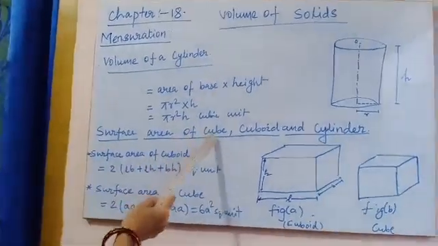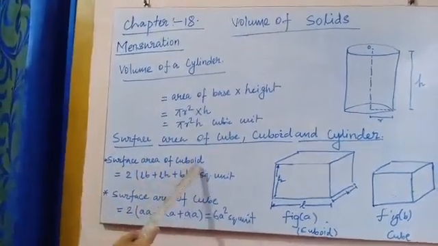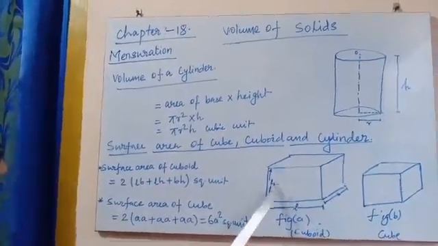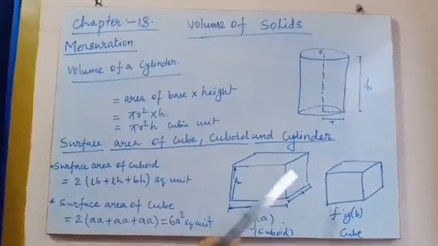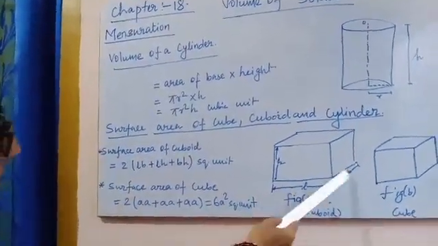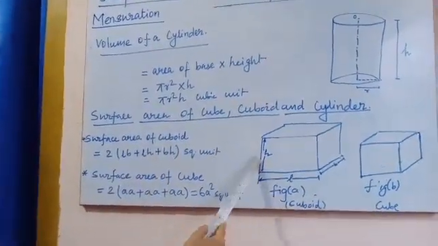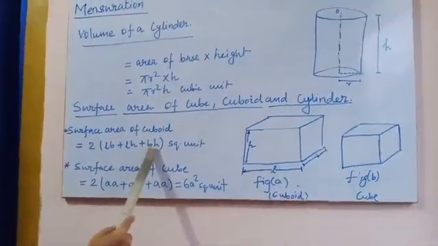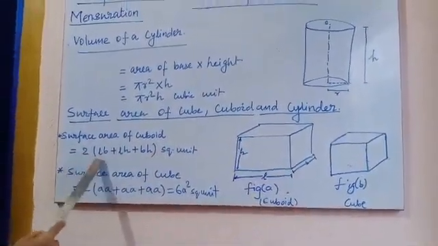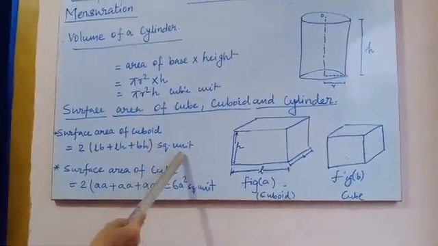Surface area of the cube, cuboid and cylinder. First is surface area of the cuboid. This figure is a cuboid with L, B, H. Surface area equal to 2 into LB plus 2 into LH plus 2 into BH, equal to 2 into in bracket LB plus LH plus BH square unit.